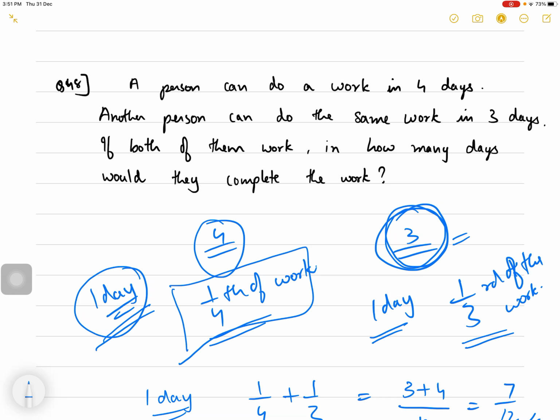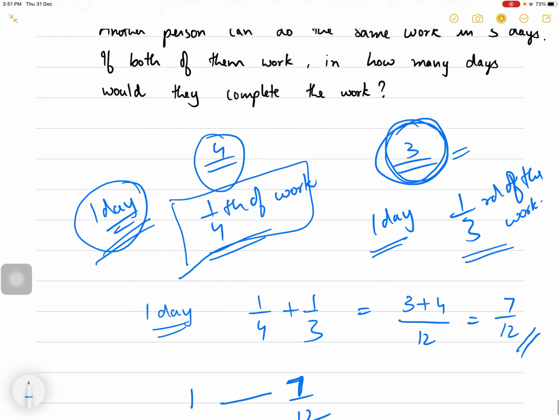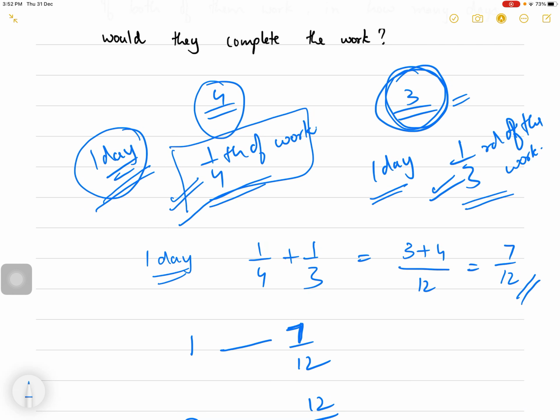Okay. Now another person can do same work in 3 days. That means this person does 33.33% of the work in first day. So 1/3 of the work is done in the first day. So first person can do 1/4 of the work in one day, and second person can do 1/3 of the work in one day. Okay. So both of them work together. How much work they can complete?